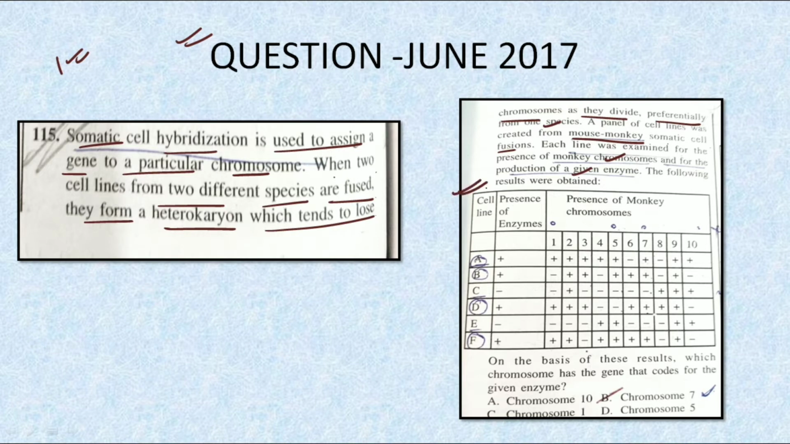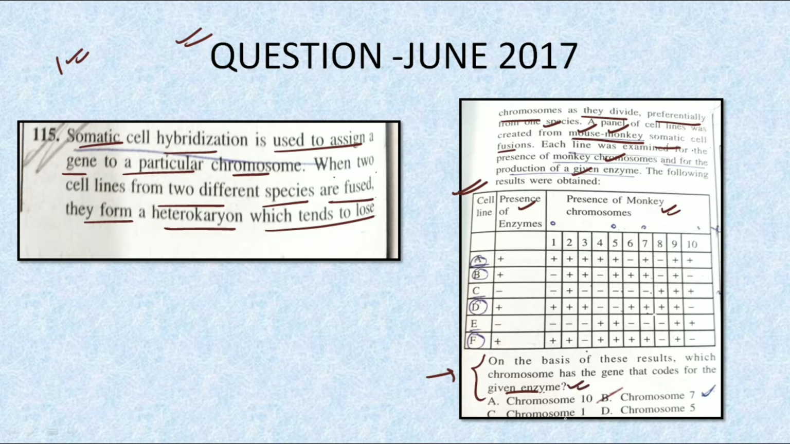So these were the results obtained by the fusion of the cell lines of monkey-mouse somatic cells, depending upon the presence of an enzyme in a particular cell line, and whether these enzymes were present in the monkey chromosome or not. On the basis of these results, which chromosome has the gene that codes for the given enzymes? We need to find out, depending upon the results obtained, which chromosome has the gene that codes for a given enzyme.